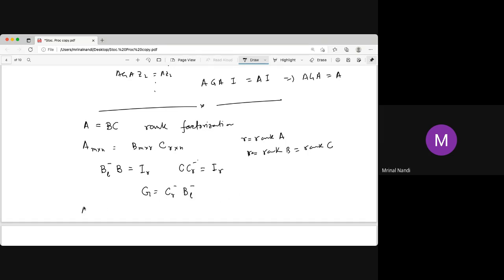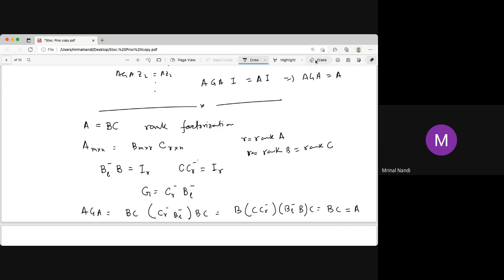Okay, we'll prove it. AGA is equal to, we know A is BC, and G is the right inverse of C and the left inverse of B, then BC. By the associative property, it is C, C right inverse, B left inverse, B, C, and this is the identity I_R, so it is BC, and BC is again A. So we have proved that AGA equals A.